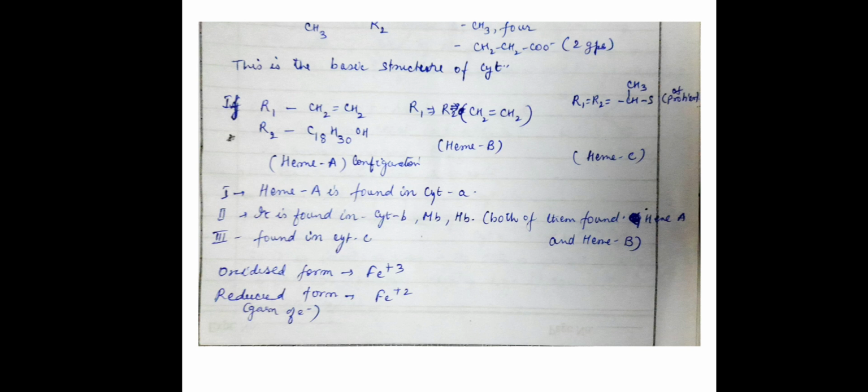The oxidized form of the iron is Fe plus 3 and the reduced form of the iron is Fe plus 2. What is the reduced form? Gain of electron. If Fe plus 3 gains 1 electron, it converts into Fe plus 2. So these are the two forms of the iron present in the cytochromes.